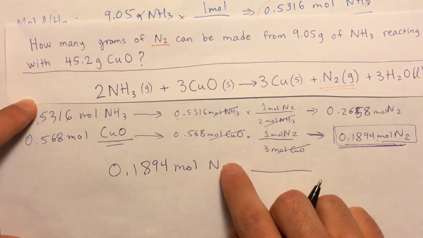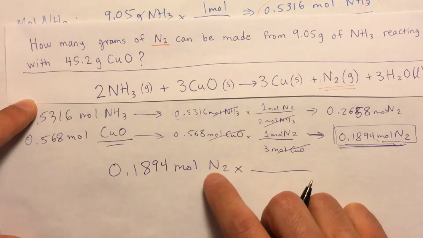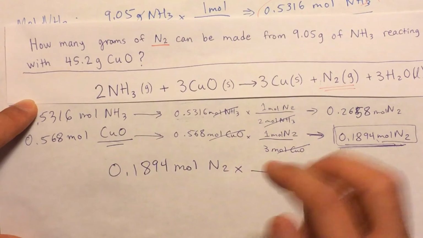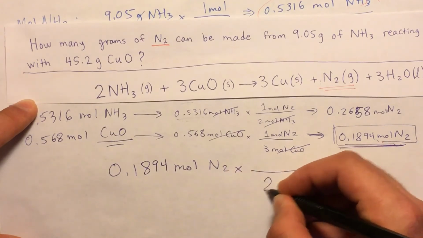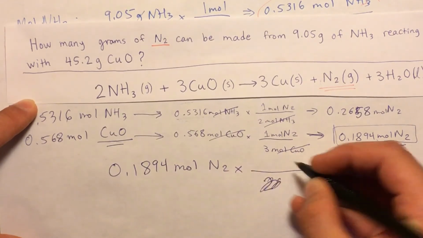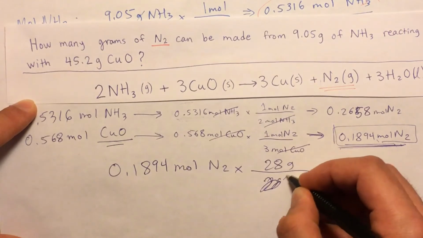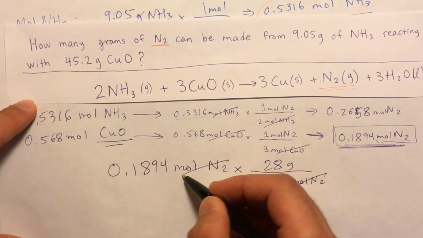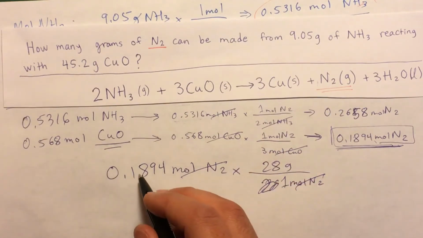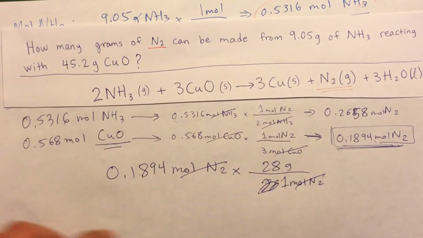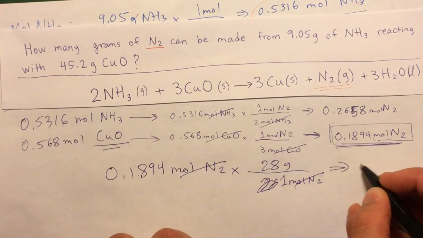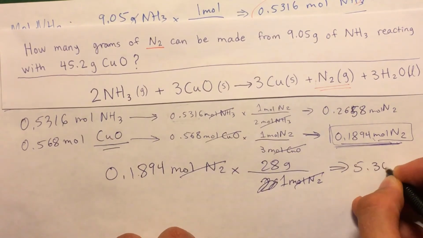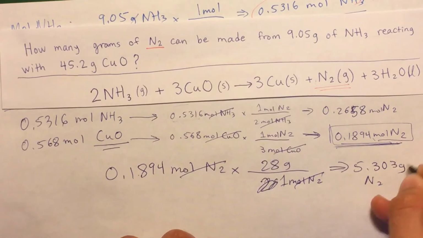We know that the mass of N is 14 when you look at the periodic table, but this is N2, so they come in pairs. That means there are 28 grams per 1 mole of N2. The moles of N2 cancel out, so you're just going to multiply 0.1894 by 28, and that number will be 5.303 grams of N2.